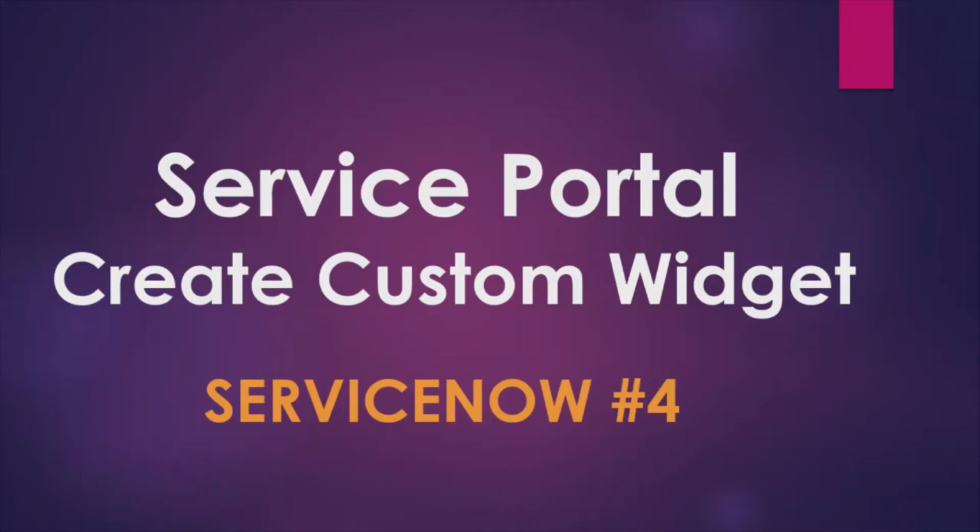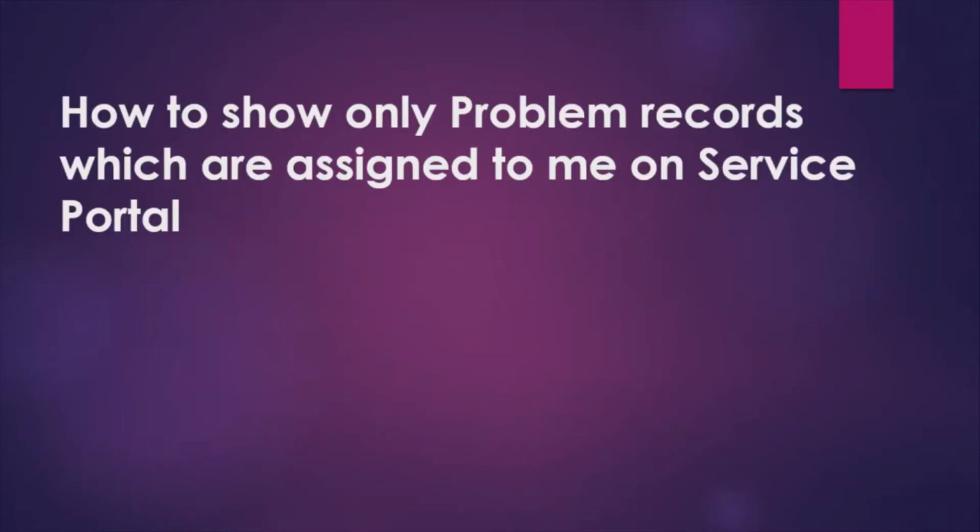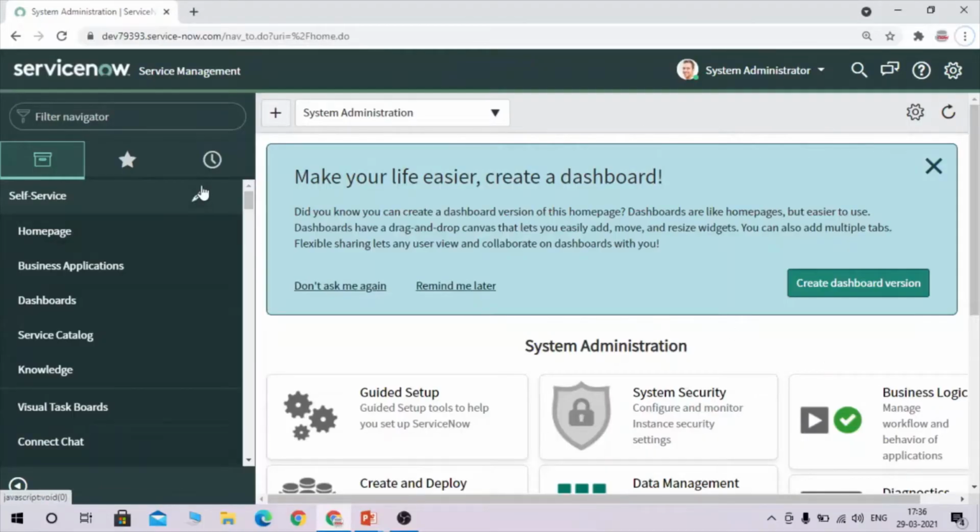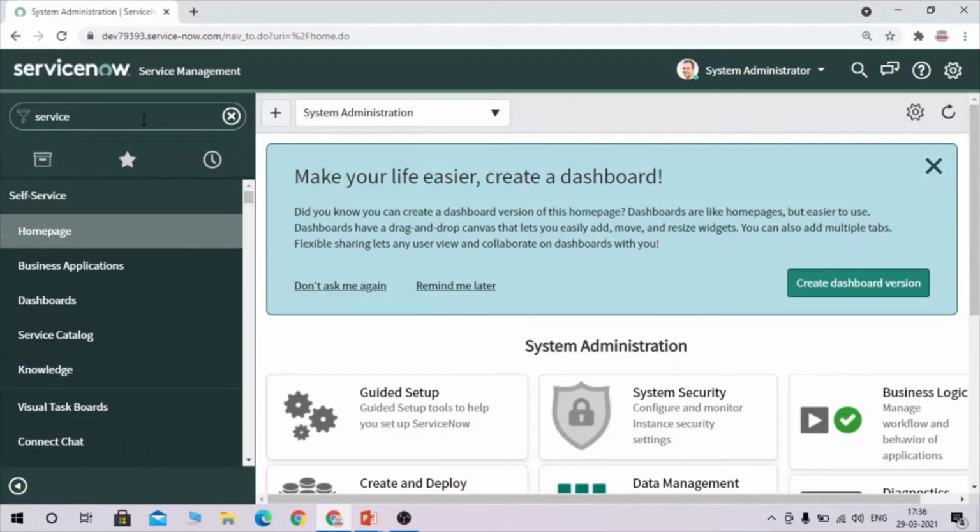I hope you're good. So today we'll try to understand how we can create a custom widget from scratch. I am considering this use case, which I'm going to implement on Service Portal: how to show only problem records which are assigned to me on Service Portal. Okay, so let's get started. So we are going to show the problem records which are assigned to me only.